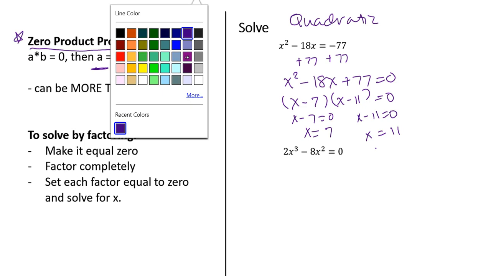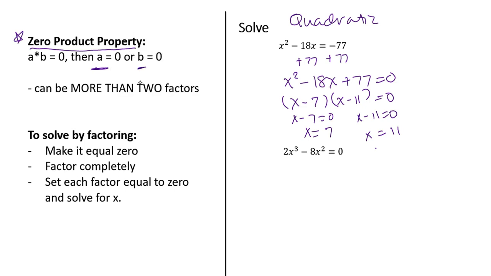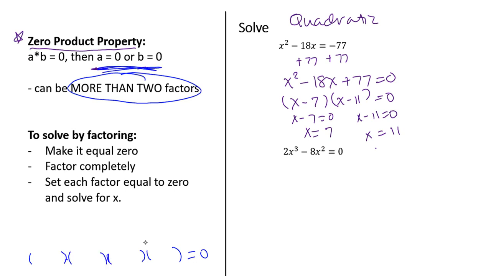Well, it turns out that zero product property can be more than 2 factors. It can be 10 factors. What matters is that they've all got to be multiplied together, and however many things you have, if their product equals 0, this still holds true. It's just that any one of those could be equal to 0. And that's the whole idea behind solving equations.